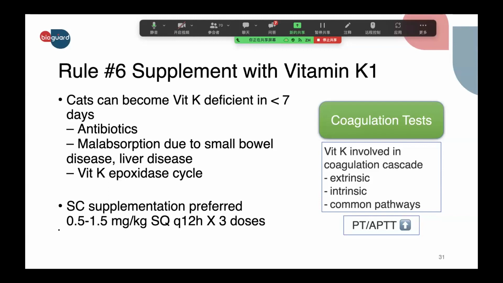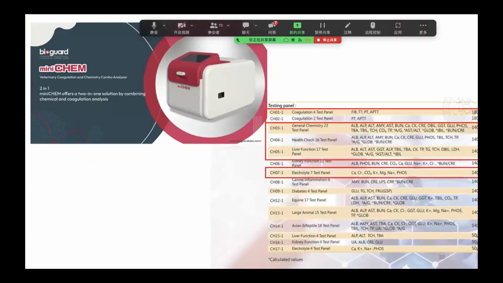So we can check PT and APTT values to see if there are any abnormalities of the coagulation cascade. We will give vitamin K1 subcutaneously, 1 mg per kg every 12 hours for 3 doses. Once the animal is hospitalized, if after the 3 doses the animal is still not eating, then we will plan for surgery for an esophagus tube. And also, Bioguard now has the Minicam, the combination analyzer.